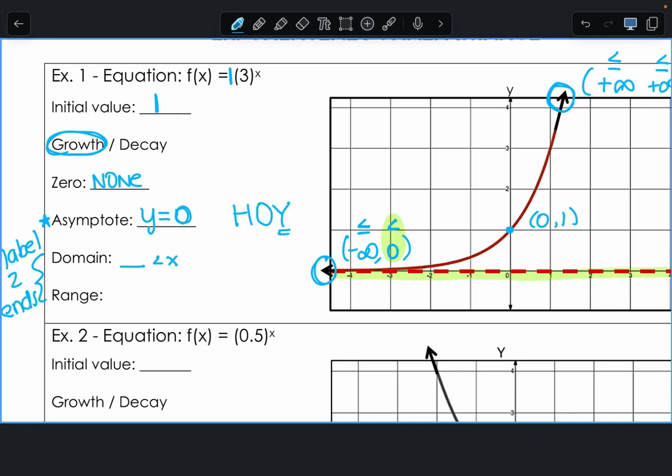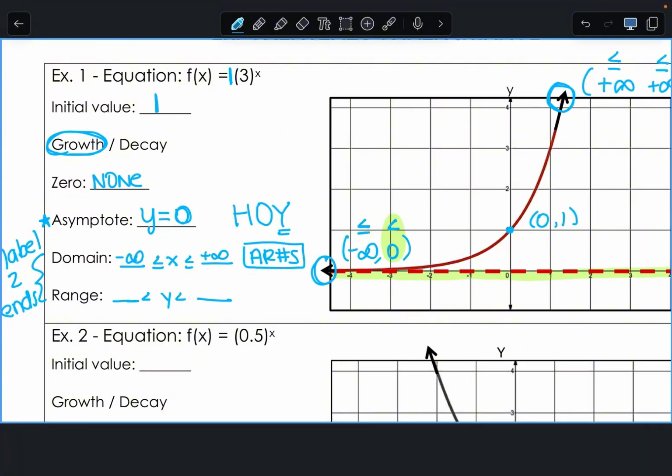Now, since we're only labeling 2 ends, it makes my domain and range easier because you only have 2 numbers to pick from, not 3. All right. What's my smallest x? Negative infinity. Negative infinity. What's the highest? Positive. So when you have infinity on both sides? All real numbers. All real numbers.